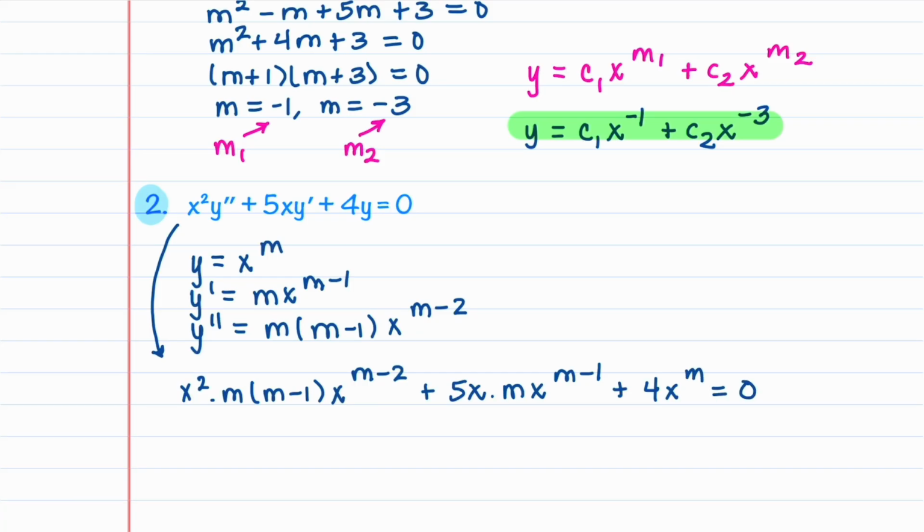Let's combine the x's, and we get m times m minus 1, x to the m, plus 5 times m, x to the m, plus 4x to the m is equal to 0. We'll factor out an x to the m.